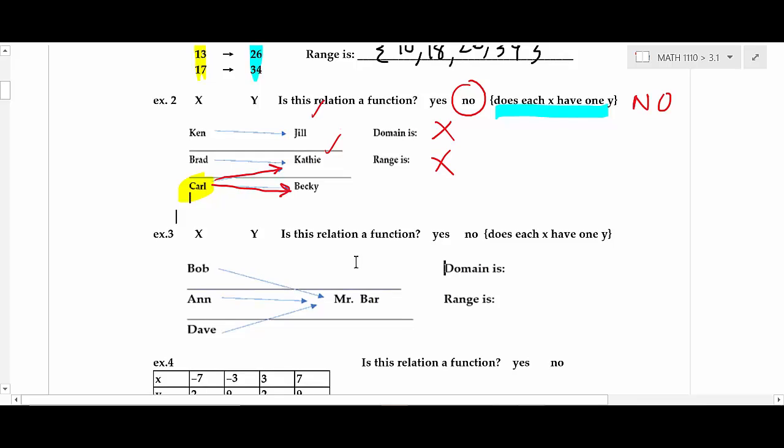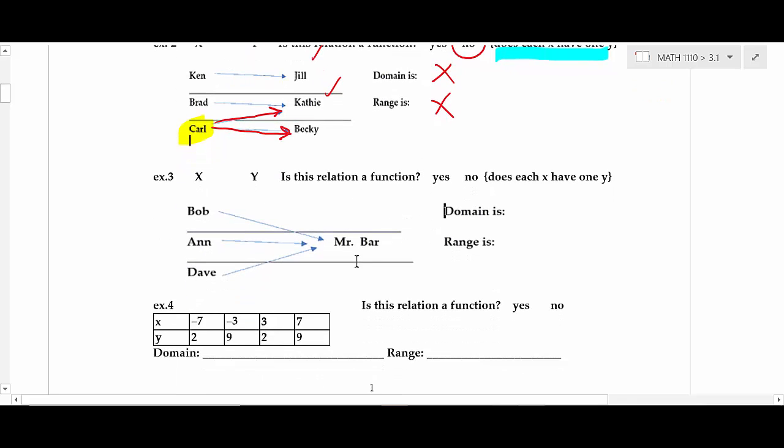Okay, let's see how about this one. Here we have Bob goes to Mr. Barr, Ann goes to Mr. Barr, Dave goes to Mr. Barr. So the question is, does each x go to one y? Yes, it does. They all are interested in the same person, for whatever that means, but it's still a function. Bob, one person. So that is a function. What you look for is that the x's don't go in 2 or more directions. That's the idea. So the domain on this would just be these people.